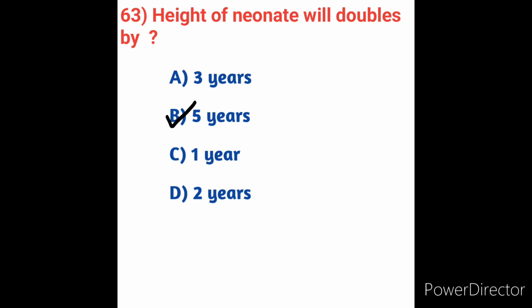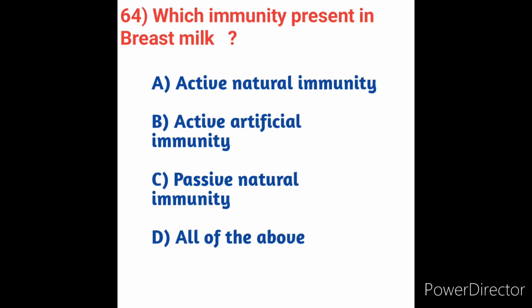Next we will move on to question number 64. Which immunity is present in breast milk? We will see the options here. Option A, active natural immunity. Option B, active artificial immunity. Option C, passive natural immunity. Option D, all of the above.